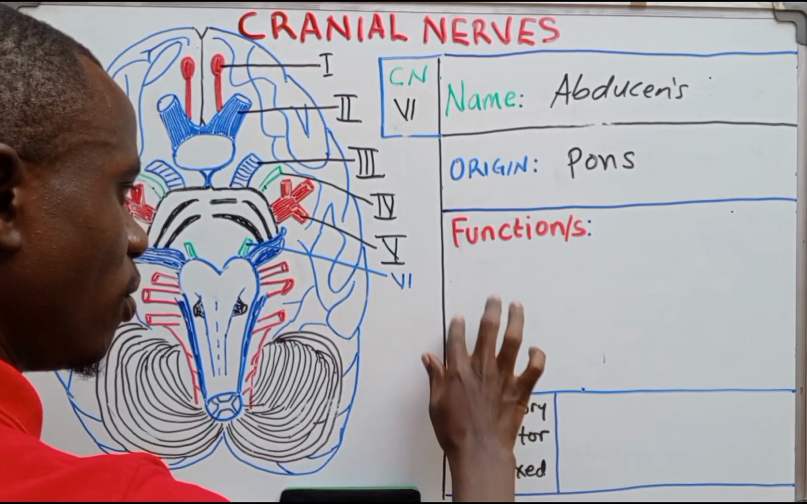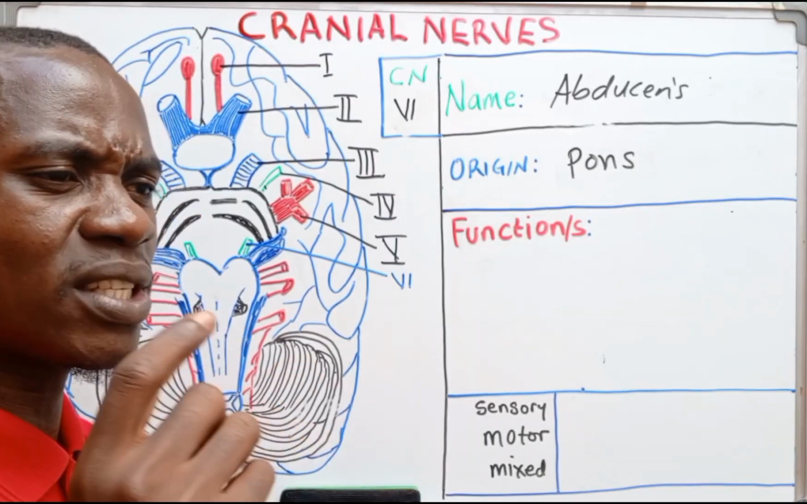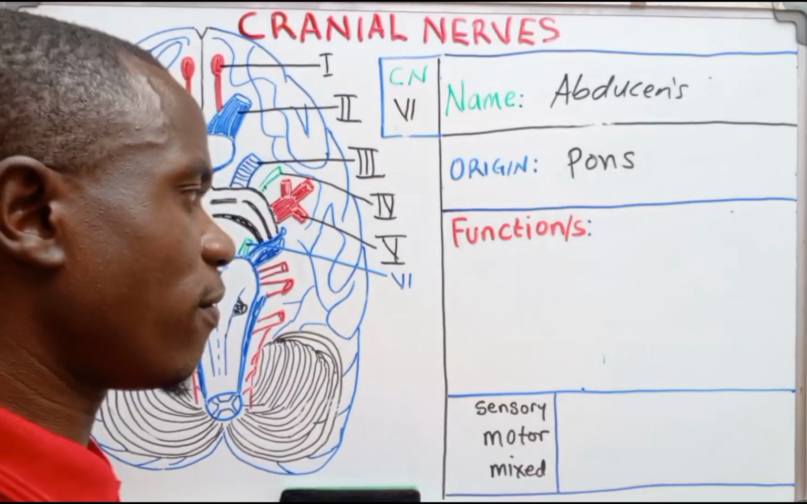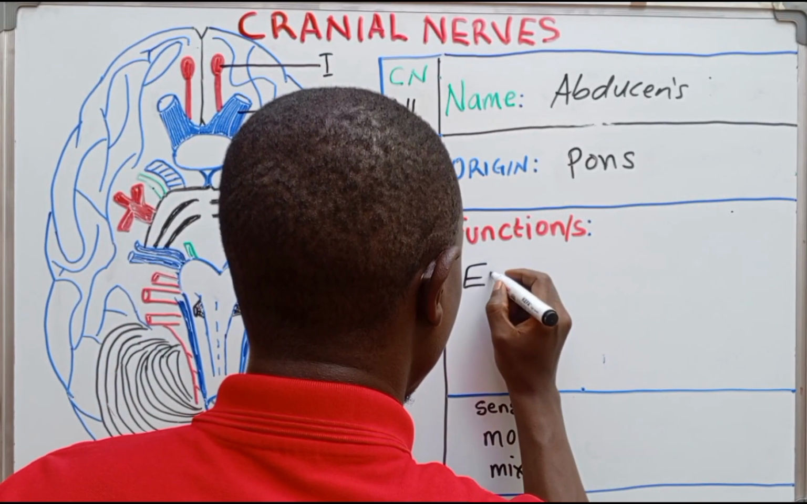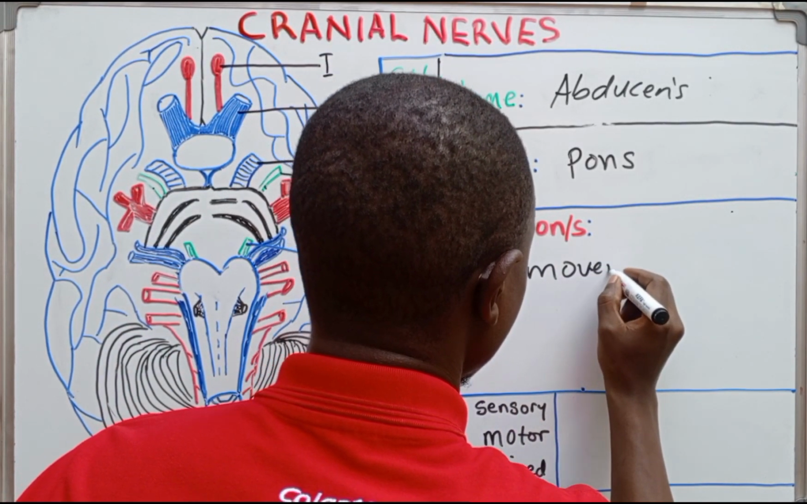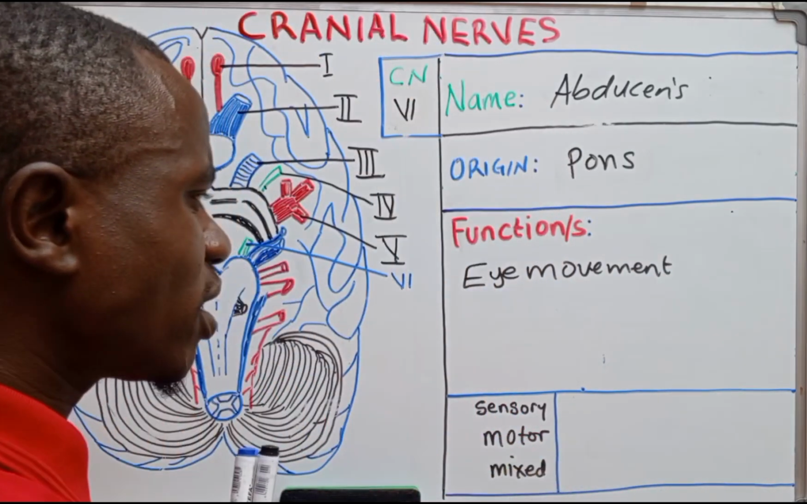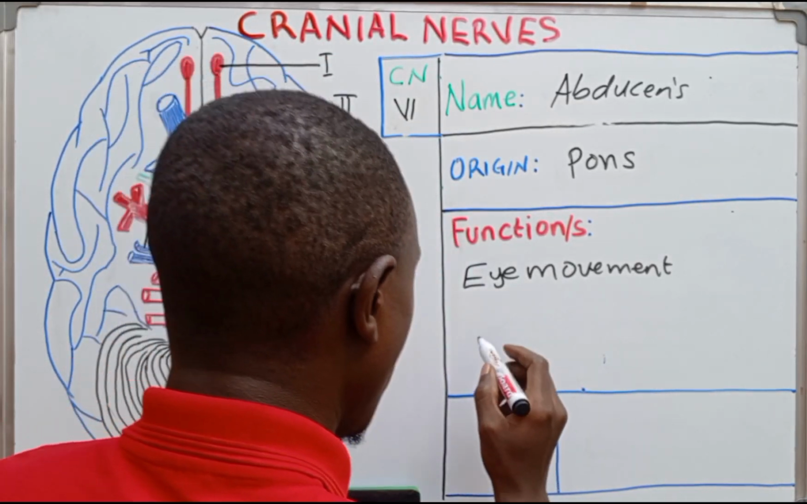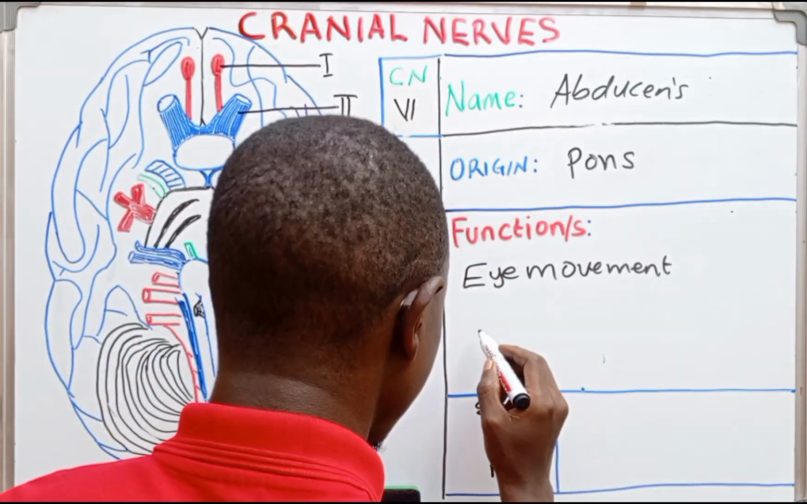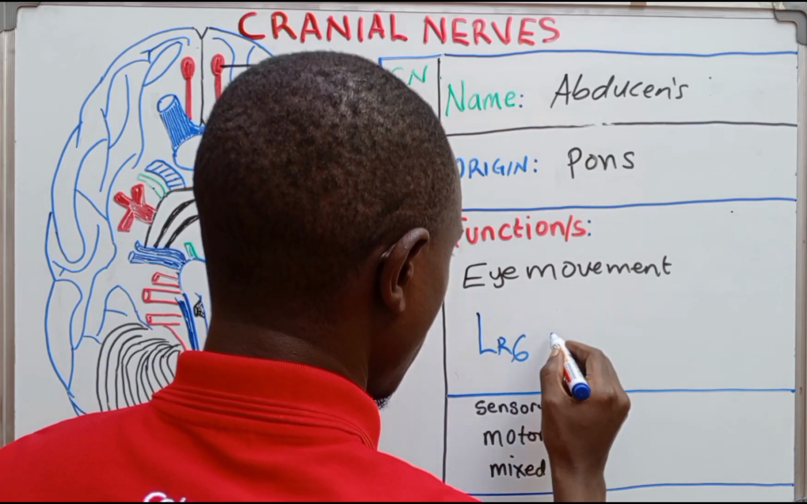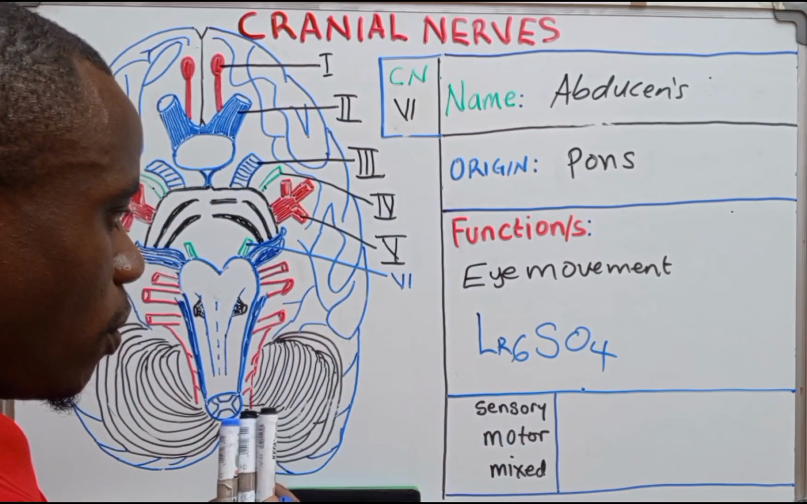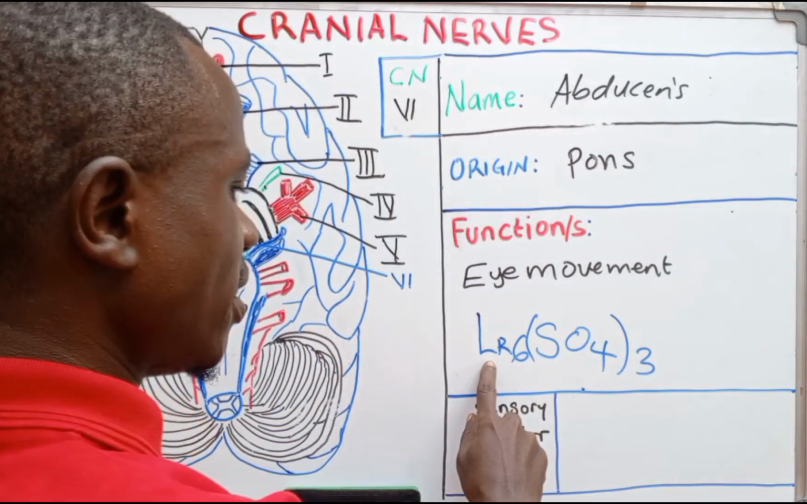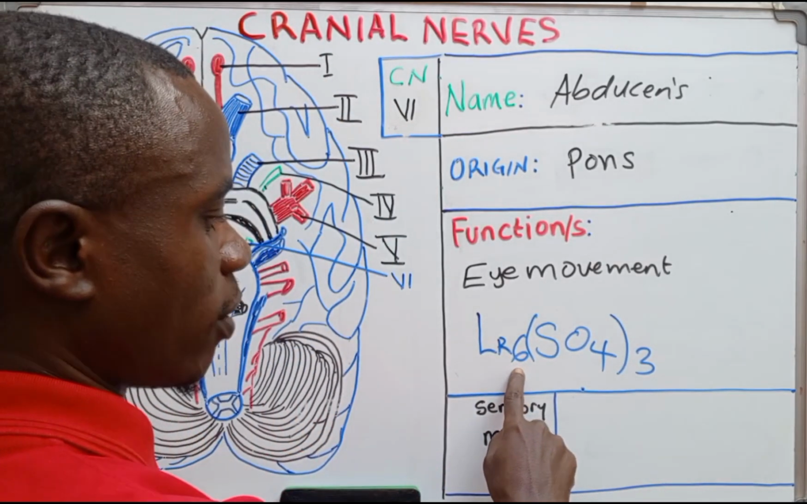This cranial nerve is super important in that it supplies a specific extraocular muscle, meaning that it aids in eye movement. So which extraocular muscle is supplied by cranial nerve number 6? We have a beautiful formula, which is called LR6 and SO4, and then you put in brackets 3. So it means the lateral rectus is supplied by cranial nerve number 6.